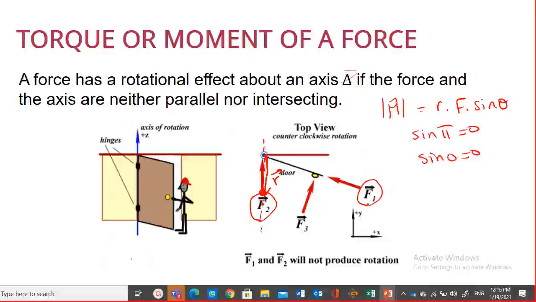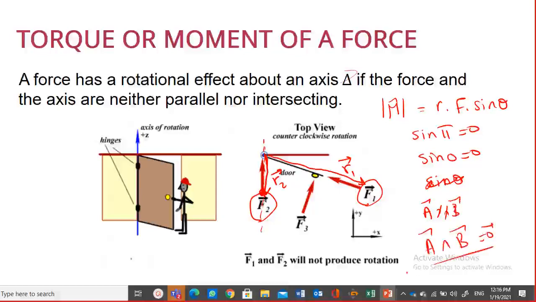Here also, where's r? r is from the point of application, this is r. You can see clearly that here it is sine 0, and here sine 180. So you will also get r1 cross F1 equals 0. Here r2 cross F2 is equal to 0. You all know that if two vectors are parallel, A parallel to B, then A cross B is equal to 0. I guess you all know this information.